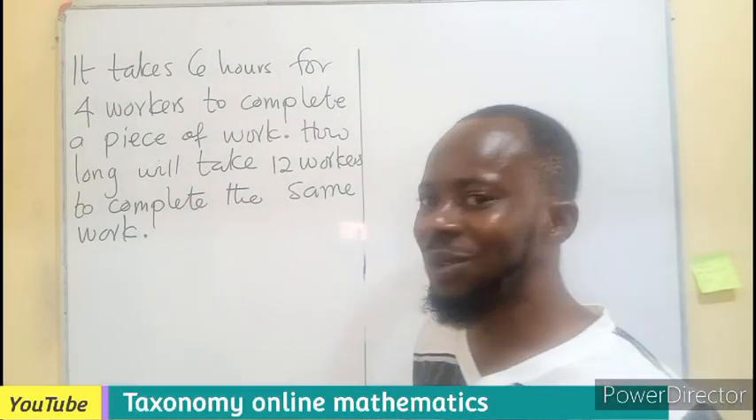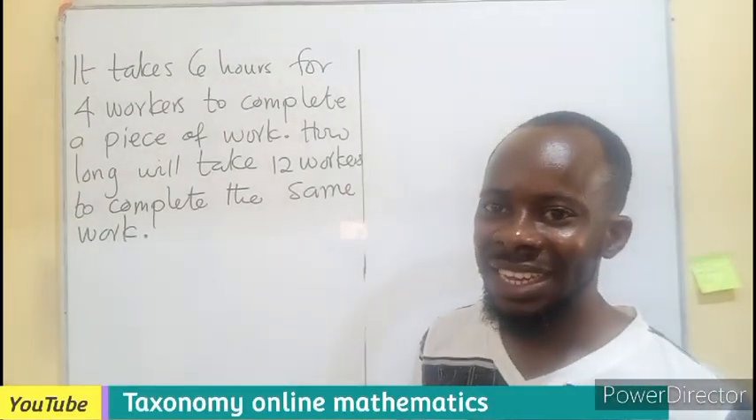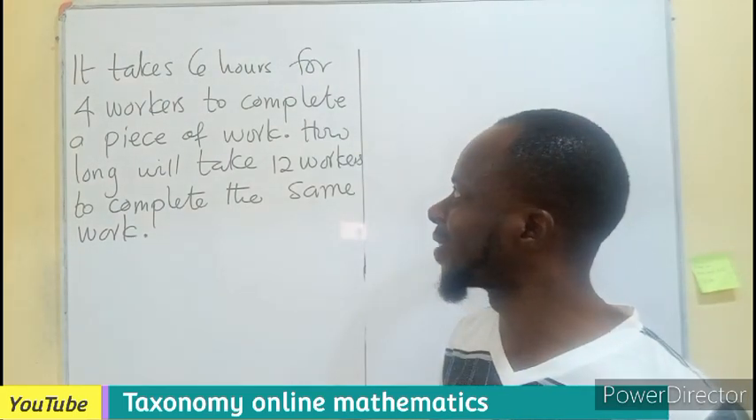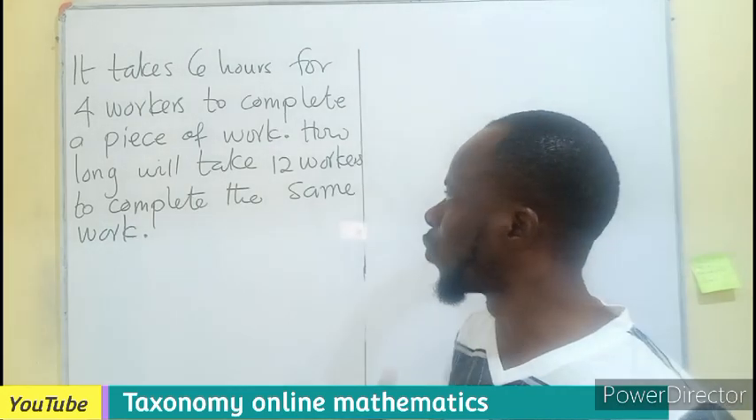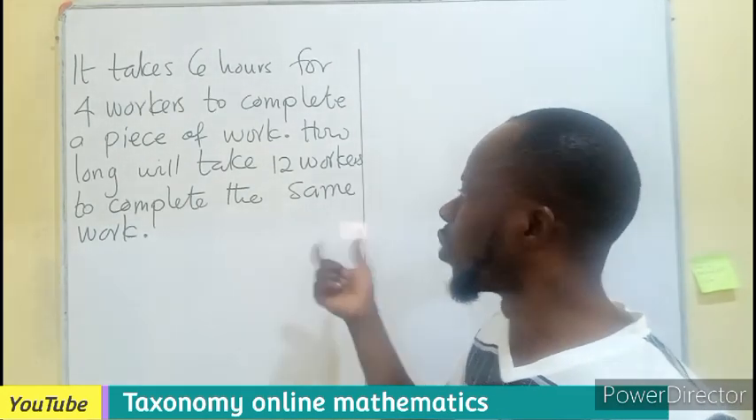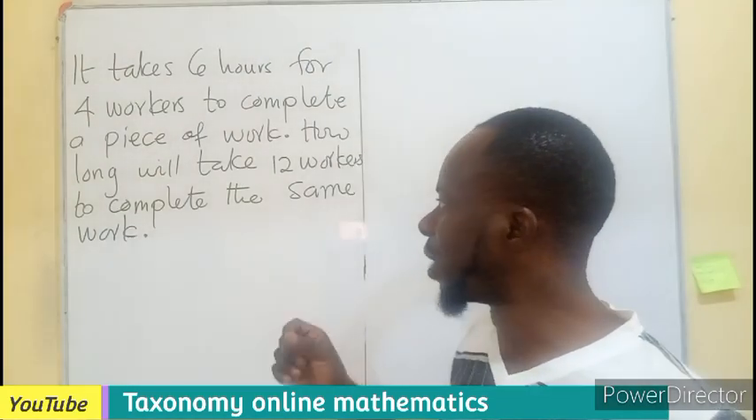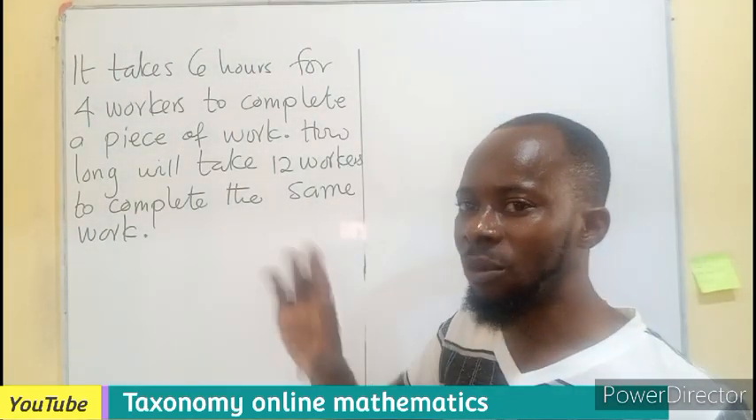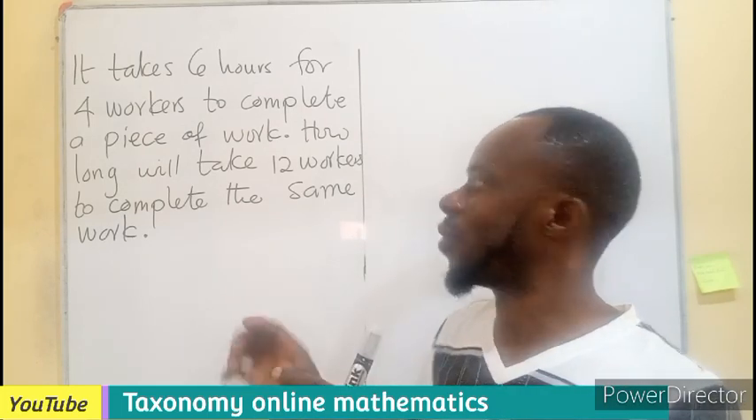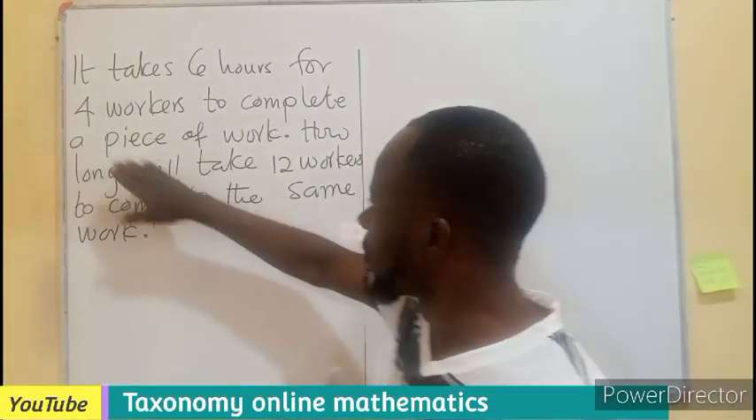Let's provide an answer to this question on direct and indirect proportion. It takes 6 hours for 4 workers to complete a piece of work. How long will it take 12 workers to complete the same piece of work? The information we have here is hours and workers. Let's just begin from here.